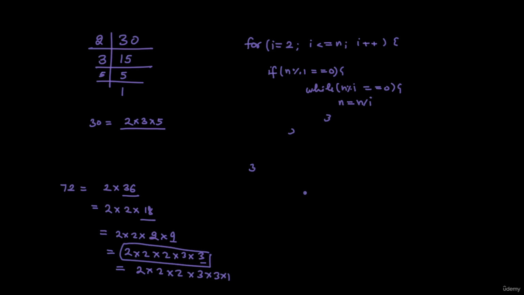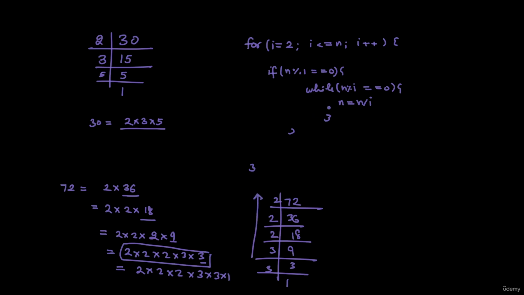So if you do it using this method, 72, you say 2 36s are 72, 2 18s are 36, 2 9s are 18, 3 3s are 9, and 3 1s are 3. Okay, so you get the same factorization here as well.